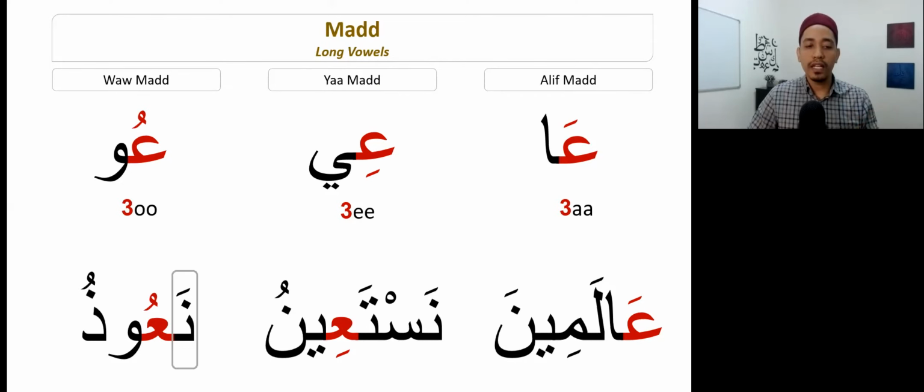Na'udhu. And there you can see it looks kind of like the zal as well. The noon looks like the zal. However, the zal does not join to the letter after it, and the noon does, right? So if you do get confused, remember that. Na'udhu, we seek refuge in. That's what this would mean.